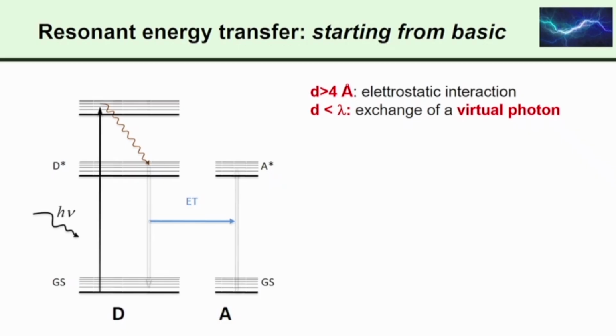If nearby there is a molecule where there is the potential to excite an oscillating dipole with the same frequency as this one, you have resonant energy transfer, of course, or the exchange of a virtual photon. Call it as you want.